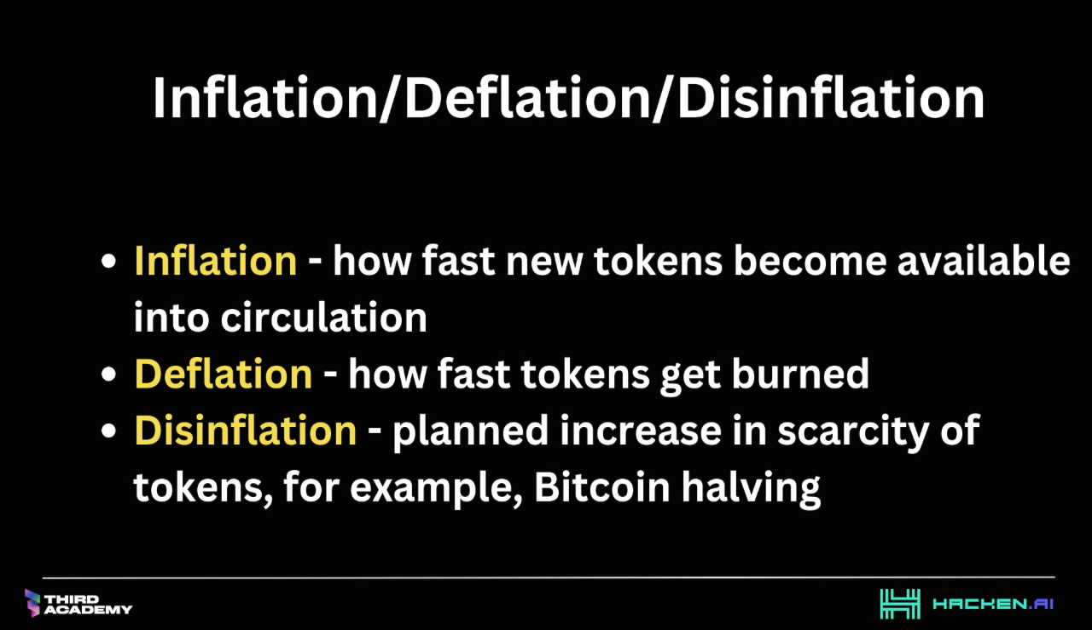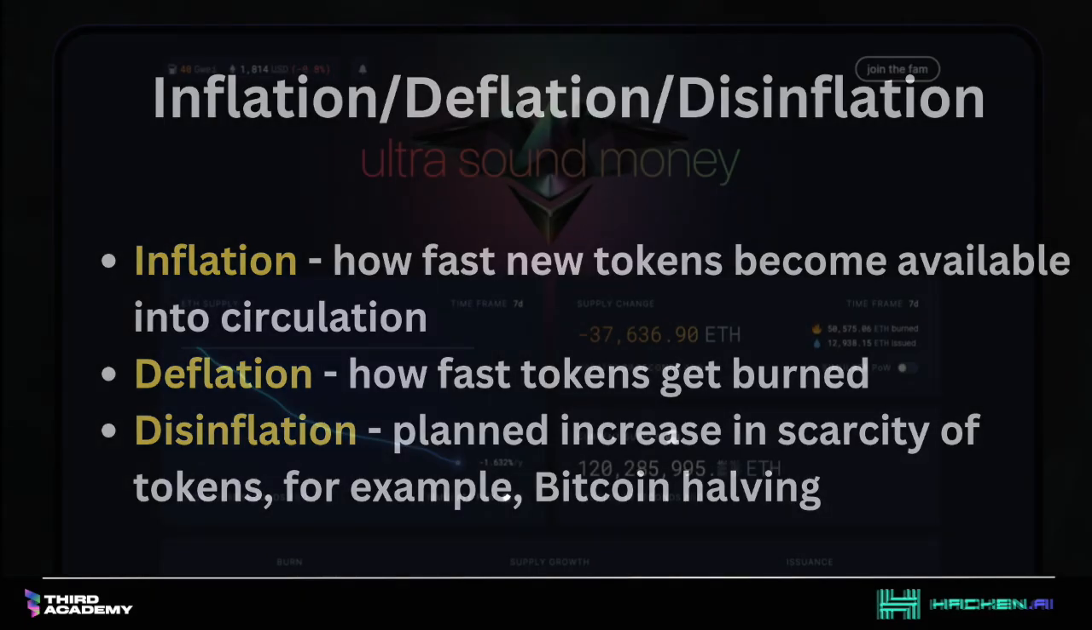The last term that you have to consider is disinflation. It is the rarer case when a token has inflation, but it decreases over time. The most prominent example of such a mechanism is Bitcoin, which cuts inflation in half every 4 years. Many other forks of Bitcoin also use such an approach, hoping that the scarcity of an asset will increase faster than the cuts of inflation.